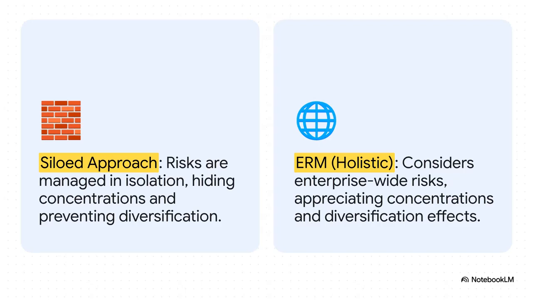Now, this is one of the most important distinctions you need to have crystal clear in your head: siloed versus holistic ERM. In a siloed world, every department is its own little kingdom, managing its own risks. ERM comes in and smashes those walls down to give you a single enterprise-wide view, and this is so crucial for spotting hidden dangers. For example, your investment team, your treasury desk, and a product division might all have exposure to the same bank. In a siloed view, nobody notices, but an ERM approach adds it all up, and suddenly, a massive red light starts flashing. You've got a dangerous concentration of counterparty risk.